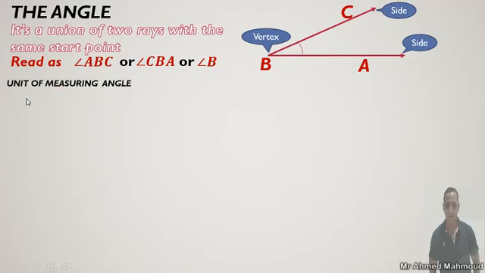How can we measure the angle? Measuring the angle means finding the distance or the gap between the two rays. The measuring unit here is called the degree. For example, if we need to measure a line segment, we use the centimeter. If we need to measure the weight, we use the kilogram. If we need to measure the time, we use hour, minute, or seconds. But here, to measure the angle, we use the degree.